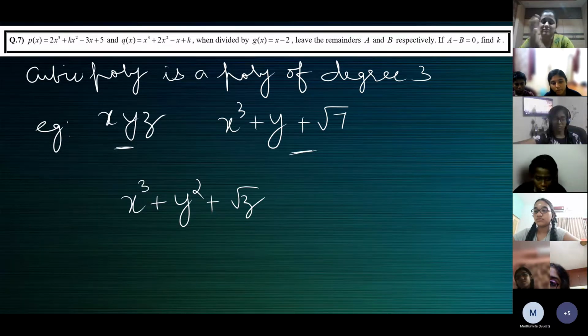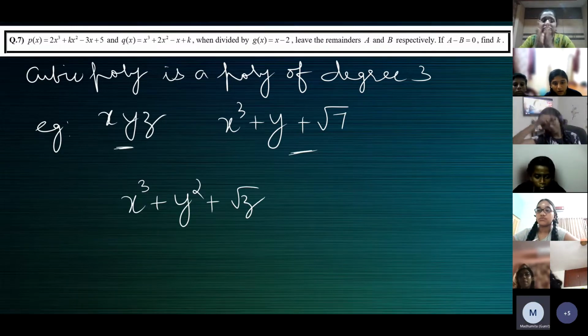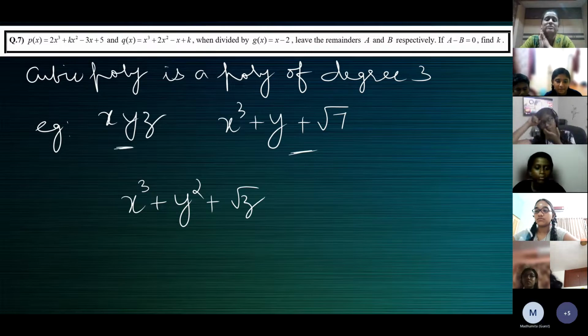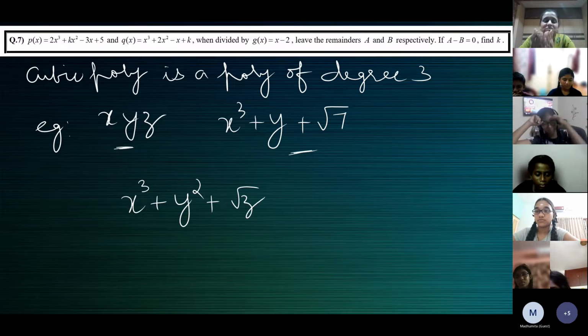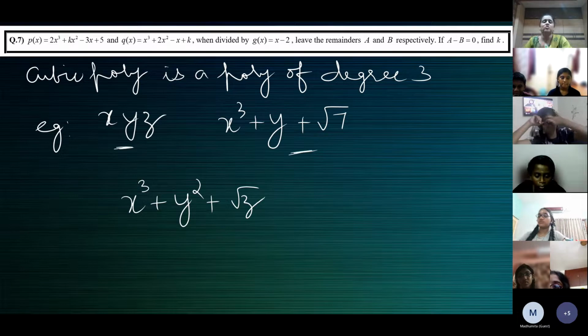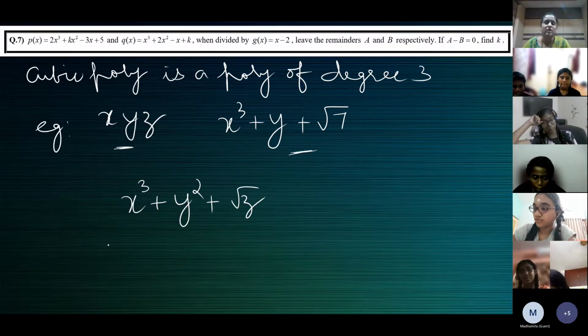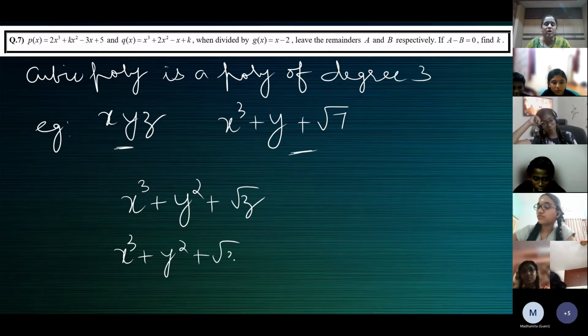You must say z is a variable, correct? So what do you want to say about z? Ma'am, its power is 1/2, which is not a whole number. Yeah, that's what you must say. Its power is 1/2 and it's not a whole number. So this is only an algebraic expression. It's not a polynomial. Then how can you call it a cubic polynomial? x cubed plus y squared plus root z is not a polynomial at all in the first place.